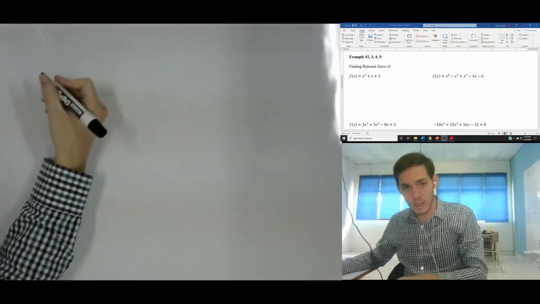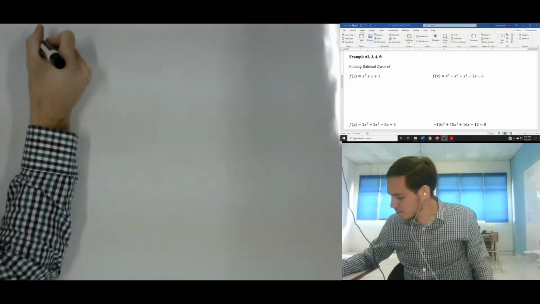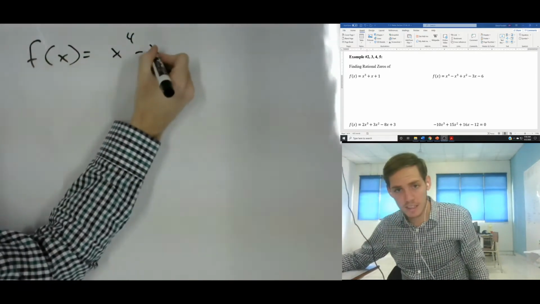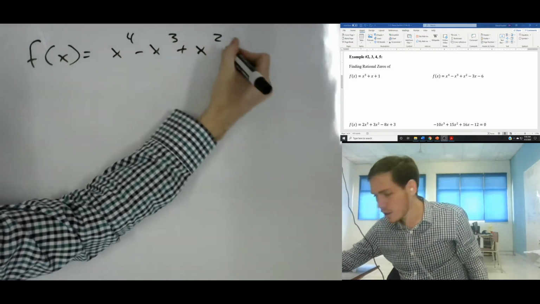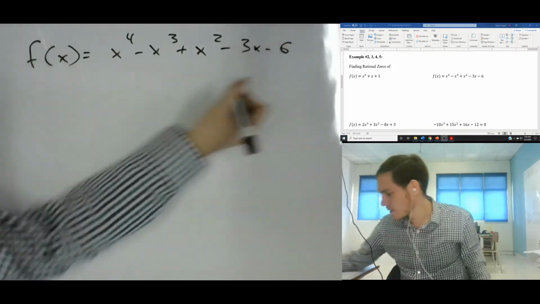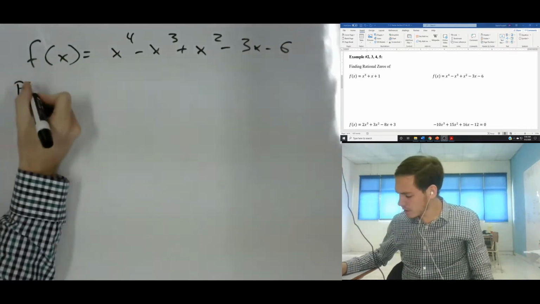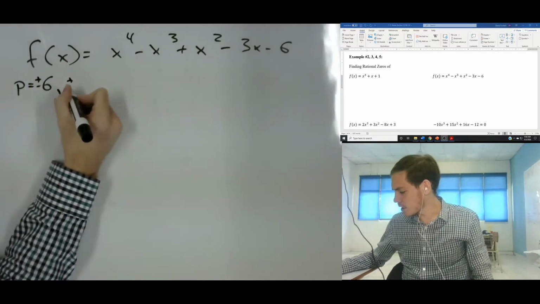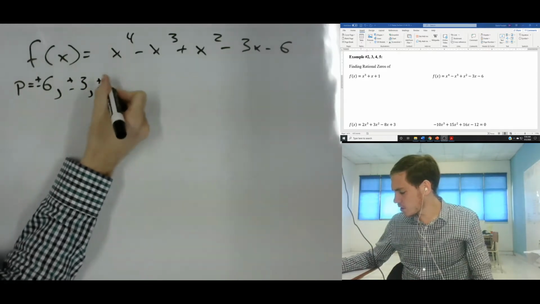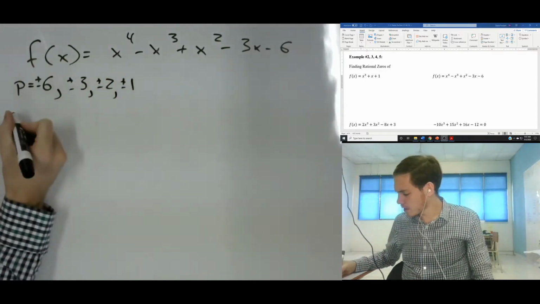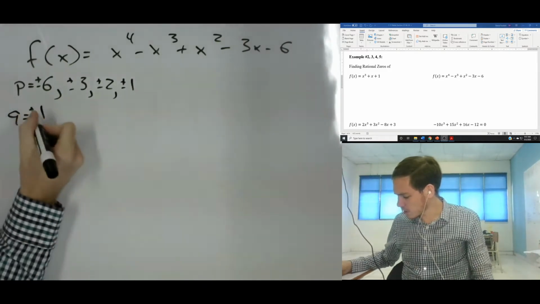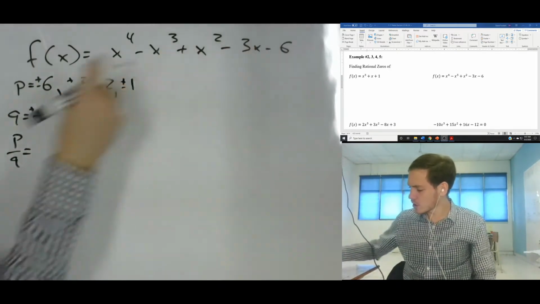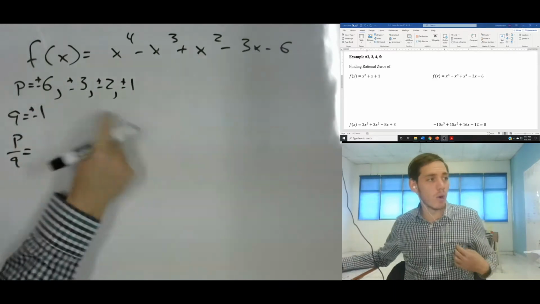Okay, let's look at the next example, which is f of x equals x to the 4 minus x cubed plus x squared minus 3x minus 6. Okay, so we look, p is going to come from 6, which is going to give us plus or minus 6, plus or minus 3, plus or minus 2, and plus or minus 1. Q is going to give us just plus or minus 1. So P over Q, P came from this number, Q came from this number, and it will always be positive index.